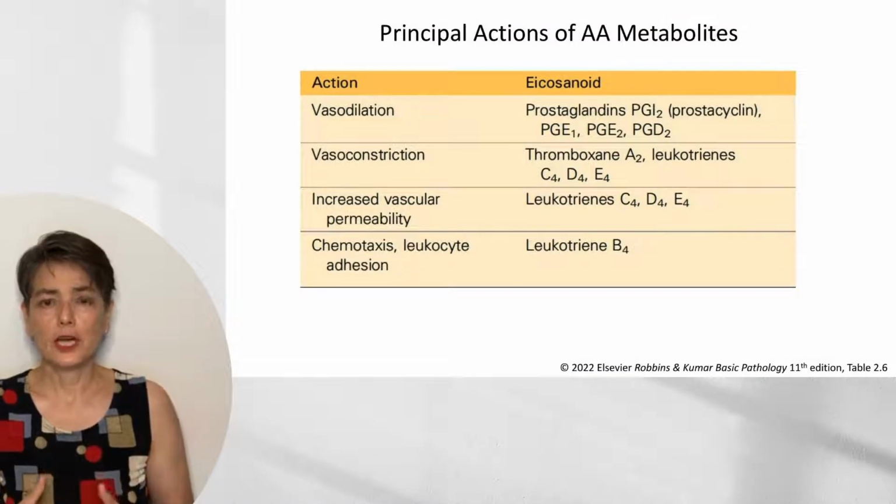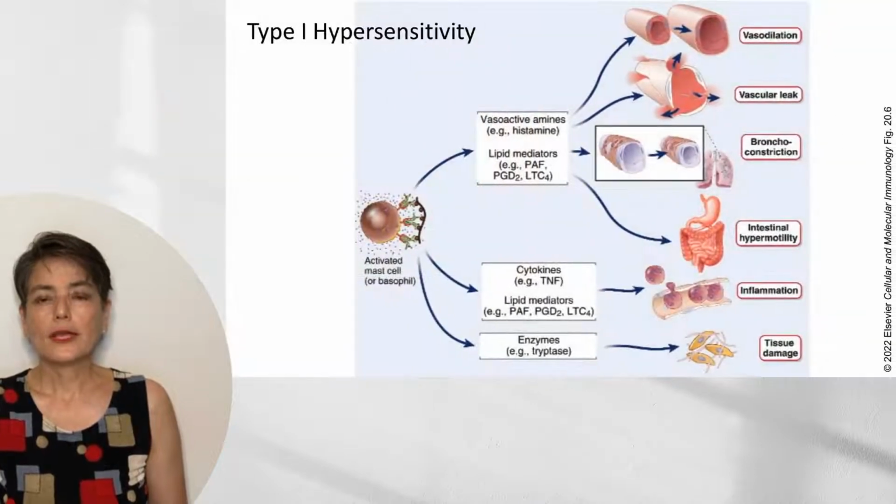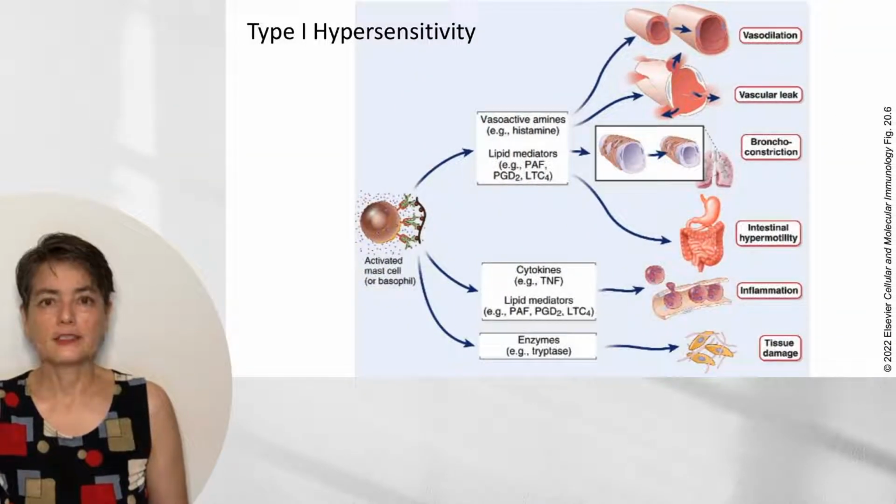So this is just to put it together into a table once more from Robbins and Kumar Basic Pathology, the principal actions of the arachidonic acid metabolites and what their names are. And so you can see here vasodilation, vasoconstriction, increased vascular permeability, and then chemotaxis and leukocyte adhesion. All right, so let's look at this again in the context of disease.